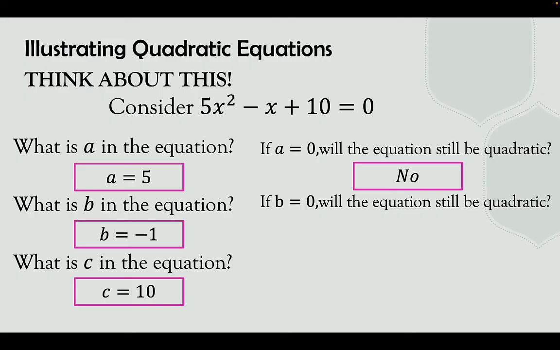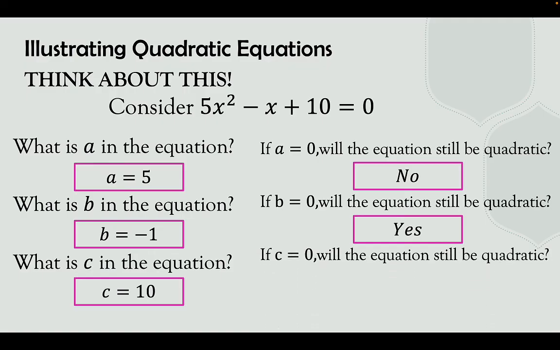If b is equal to 0, will it still be a quadratic equation? Of course, yes. Even if the linear term is equal to 0, you still have the highest degree of the given equation as 2, so it can still be a quadratic equation. And if c is equal to 0, will the equation still be quadratic? The same as with the linear term. If you don't have a value in the constant term, but you have a value in the quadratic term, or the highest degree is 2, then of course it can be considered a quadratic equation.